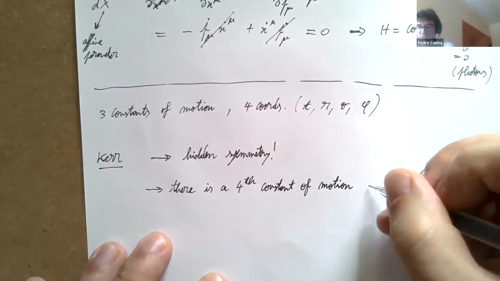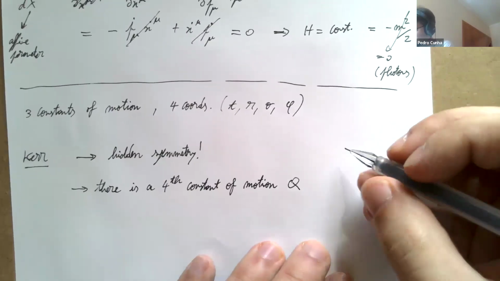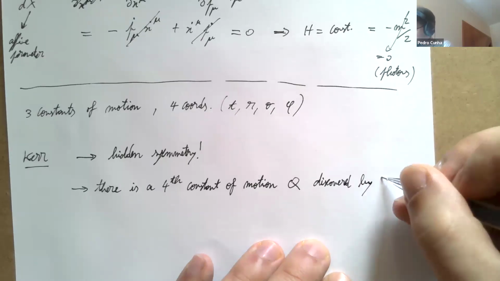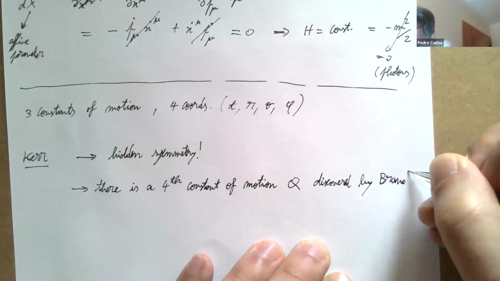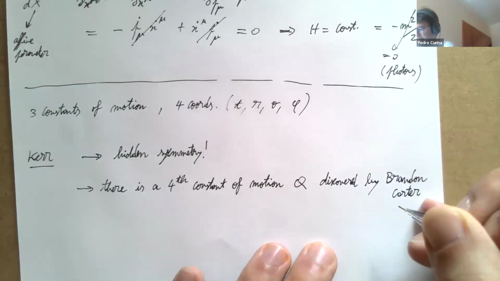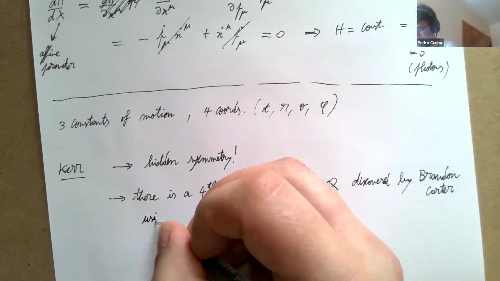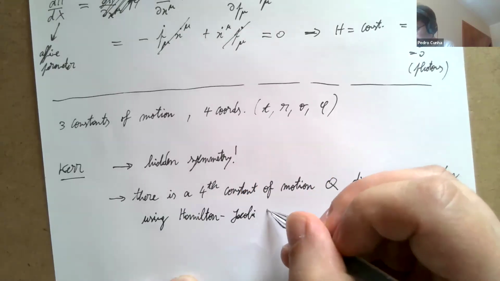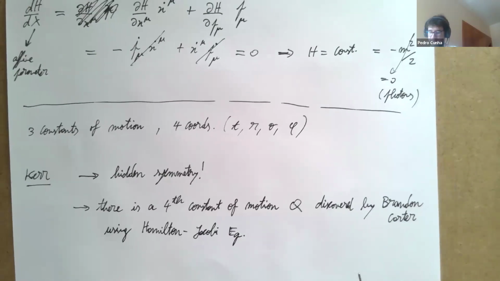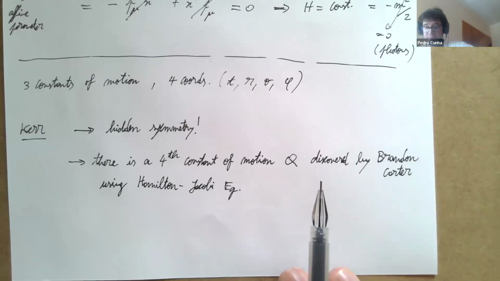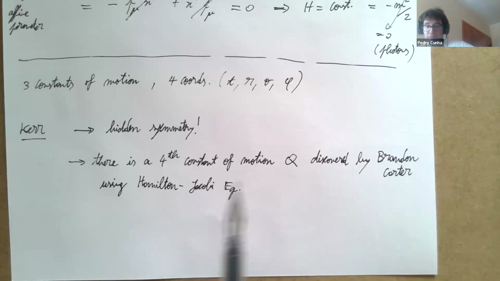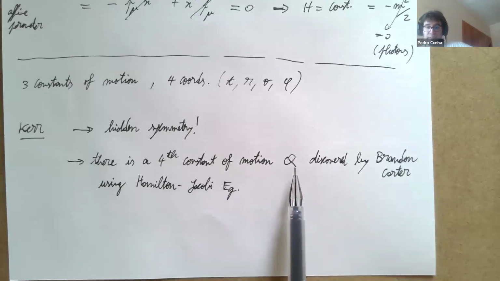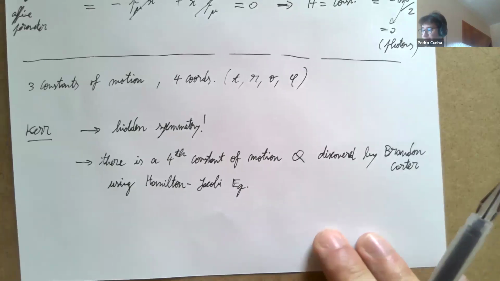Let's call it capital Q. It was discovered by a gentleman by the name of Brandon Carter using the Hamilton-Jacobi formalism. This is a very interesting discussion, but in the time span of 1 hour, I don't have enough time to cover how the deduction goes and so on, but it's very interesting. So this 4th constant of motion is usually dubbed the Carter constant, in honor of Brandon Carter.